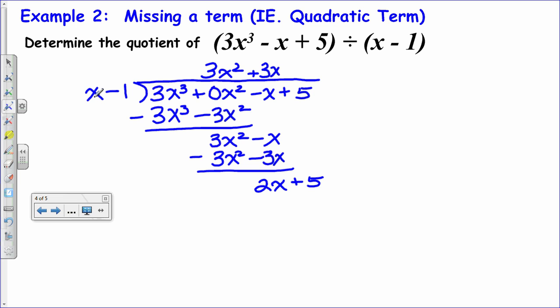And then lastly, we have how does x become 2x multiplied by 2. And we get 2x minus 2, and then we subtract and we get 5. Subtract negative 2 is positive 7. So we could write our answer here, 3x squared.